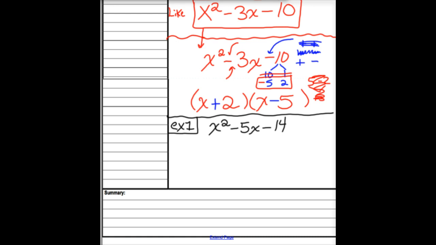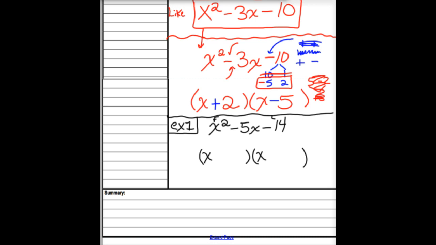We have no decisions to make about our first terms. And that's what's nice about this section. When I start throwing a 2 out front, the ball game's going to change a little bit. But for now, I can only lead in x and x. So what I need to do is figure out how can I end and get a minus 14.